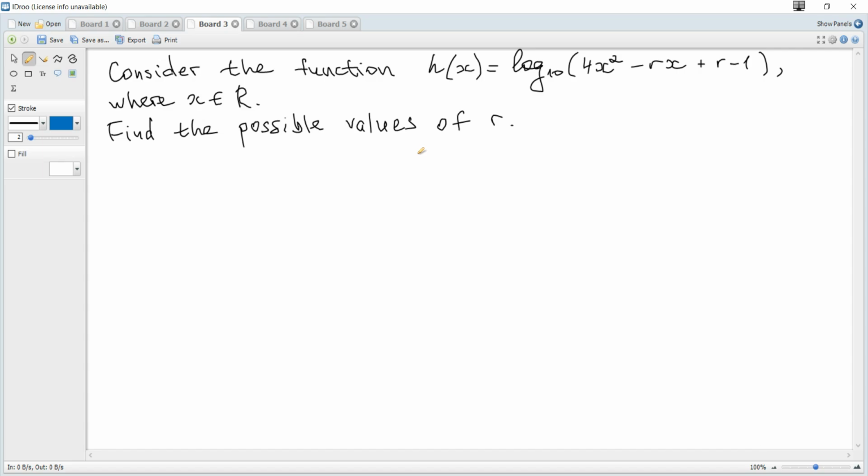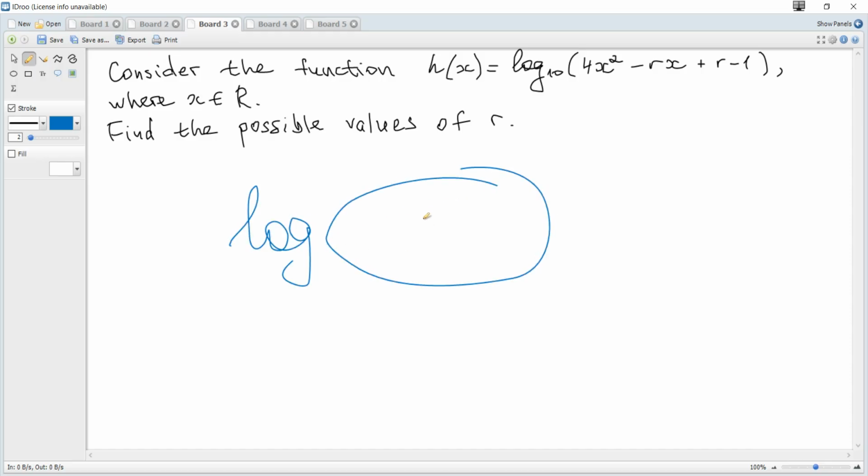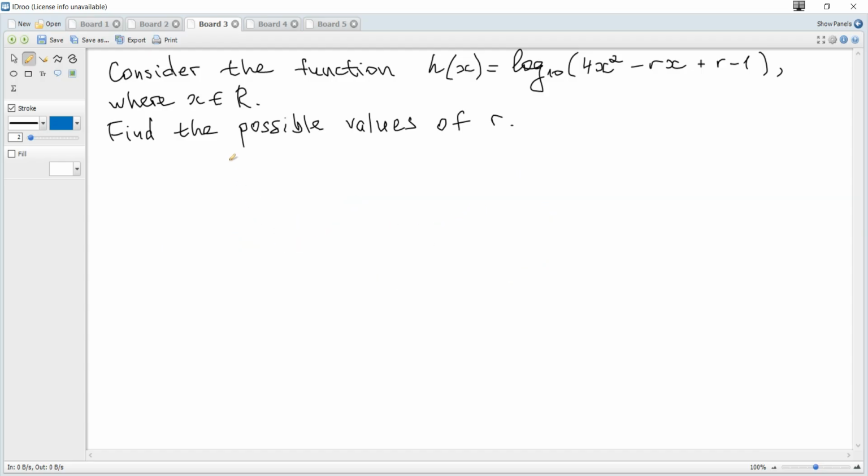Consider the following function. Where x is real, find the possible values of r. So we can see that it is given log to the base 10, and we remember that log has a domain, and this value must be greater than 0. So 4x squared minus rx plus r minus 1 should be greater than 0.